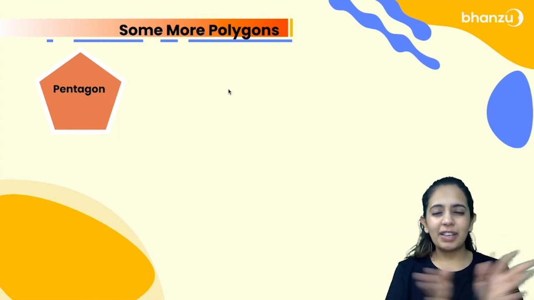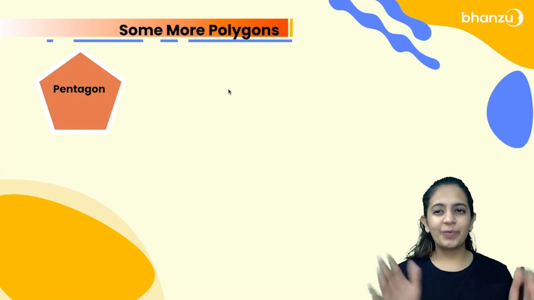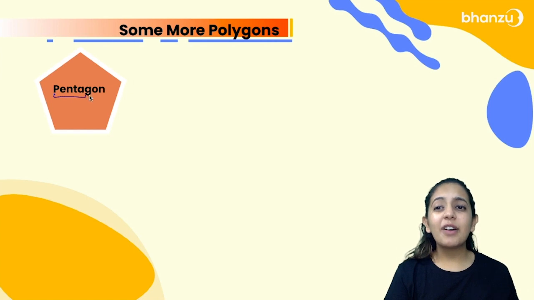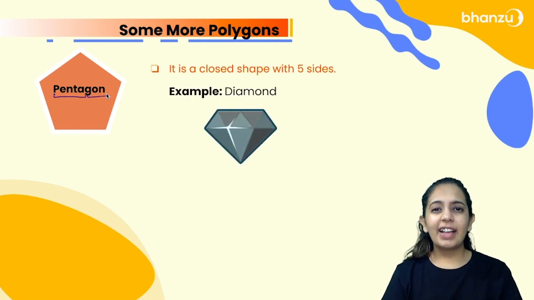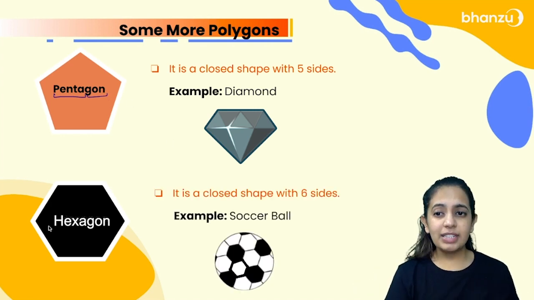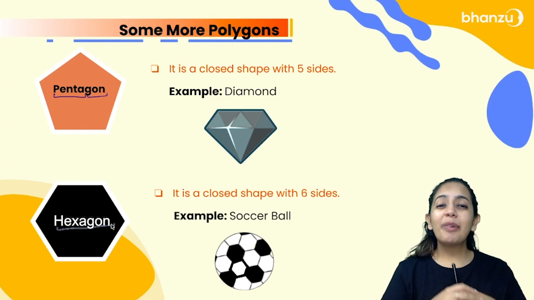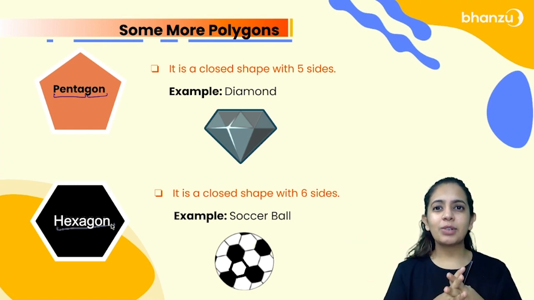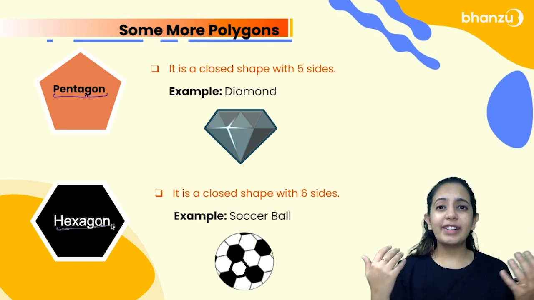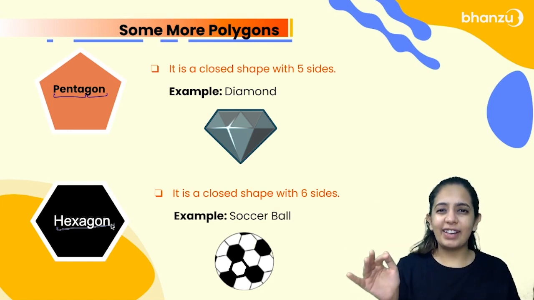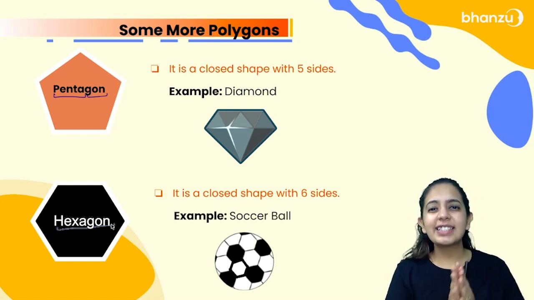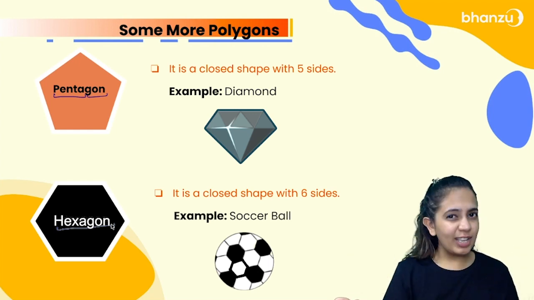Now let's talk about a few more polygons, that is polygons with 5 line segments, made up of 6 line segments, made up of 7 line segments, and so on. So the polygon which is made up of 5 line segments is called pentagon. For example, diamond. The polygon which is made up of 6 line segment is called hexagon. The polygon which is made up of 7 line segment is called heptagon. The polygon which is made up of 8 line segment is called octagon, and so on. So there are many polygons, that is, there are many closed shapes which are made up of line segments, and here are just few of them.